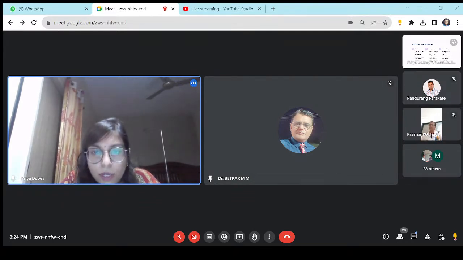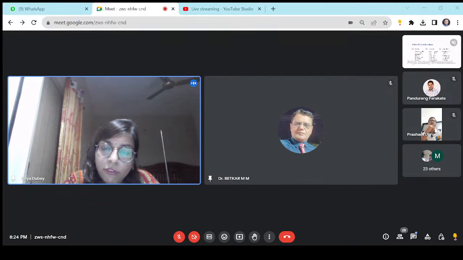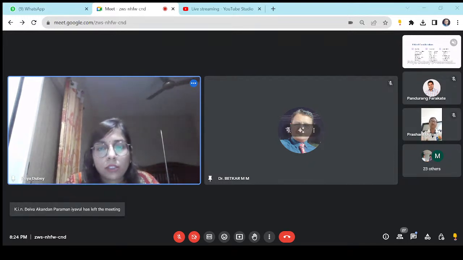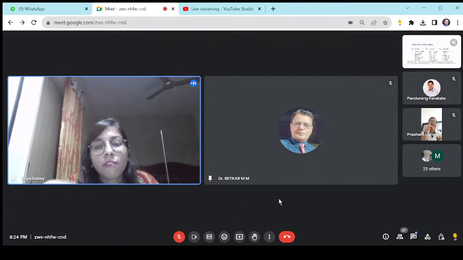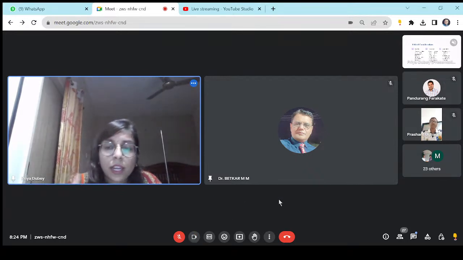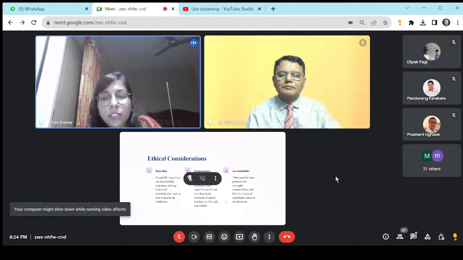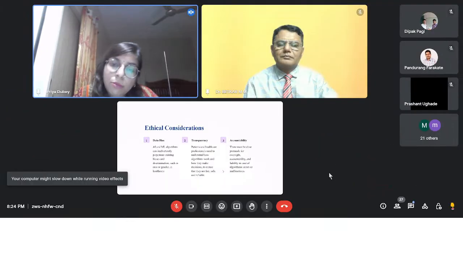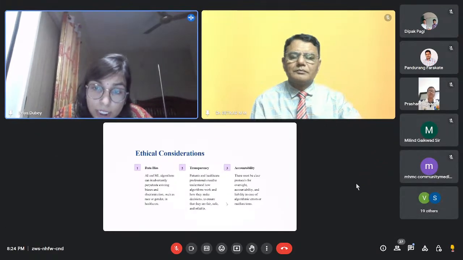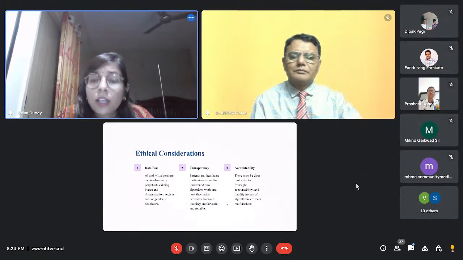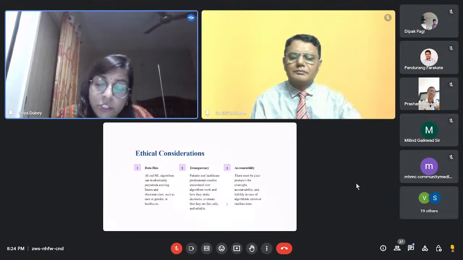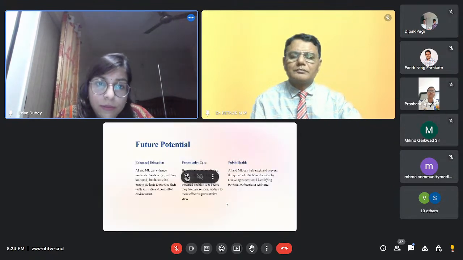Second is transparency. The patient and healthcare professional need to understand how the algorithms work and how they make decisions to ensure fair, safe, and reliable results. And last is accountability, which means that there should be protocols to be followed before accessing data, so that algorithm errors or malfunctions could be avoided.